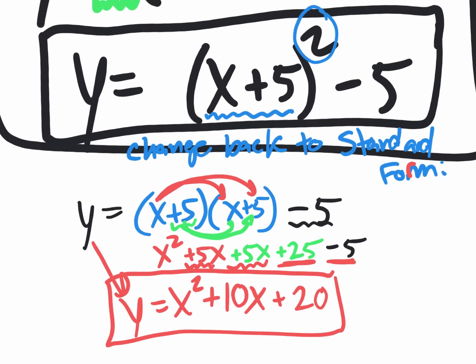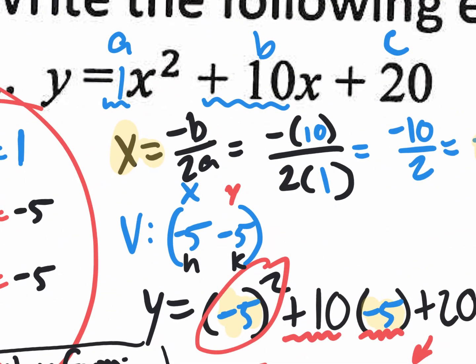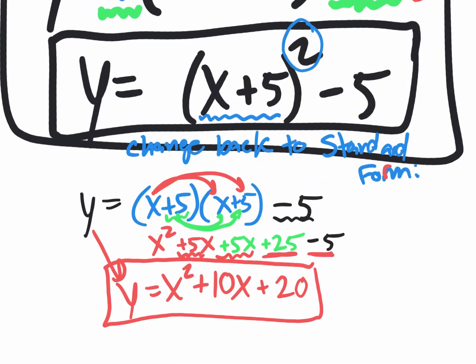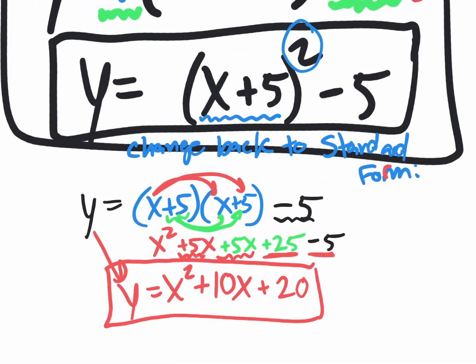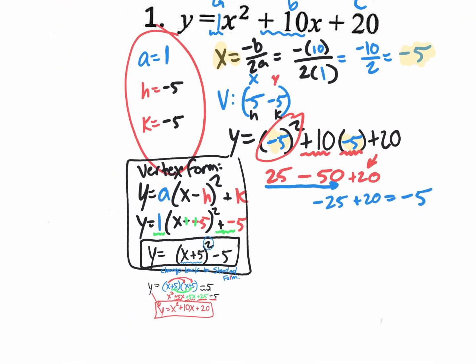I mean, if we go back to the original, that's what we started with. Y equals x squared plus 10x plus 20. That's what we got down here. Y equals x squared plus 10x plus 20. Did I say equals 20? Sorry, plus 20. Same exact quadratic trinomial equation. Up here and down there.